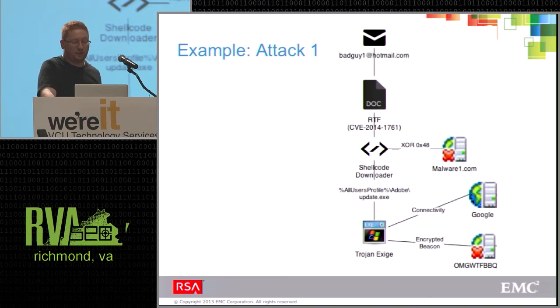The email contains an attachment with CVE-2014-1761, which is a bad RTF. That RTF had shellcode. The shellcode was XOR decoded with an XOR key of hex 48. It goes out to malware1.com, pulls something down, and drops it to your system as All Users profile Adobe update.exe.